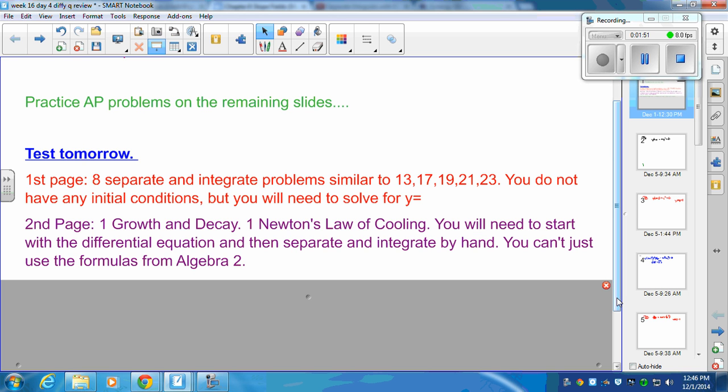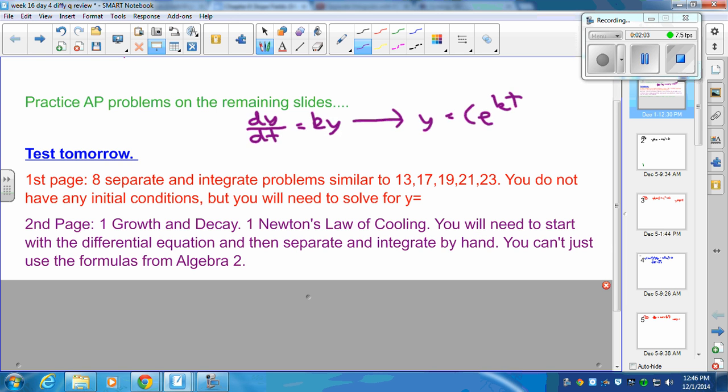So what that means is you would start with like dy/dt equals ky. Then you need to show your work to get y equals C e to the kt. And the other one would be dy/dt equals k(y minus ym), and you're going to need to show your work that it becomes this.